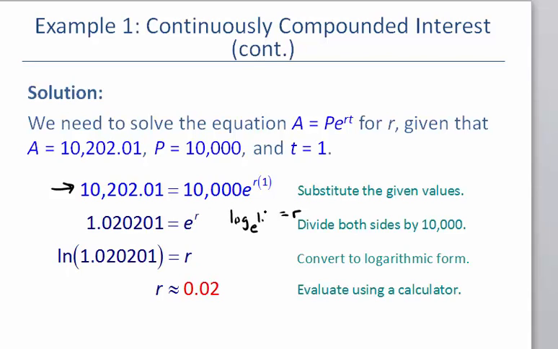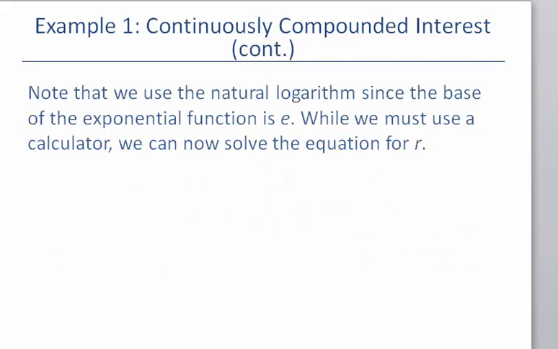And so 1.020201 would sit right there. Remember, log base E is the natural log. And so that's how we have this statement. The natural log of 1.020201 is equal to R. And then we can plug into our calculator and get an interest rate of 0.02, which is roughly 2%. And so we can use the natural logarithm since the base is E, and we can solve that equation for R as we did. Okay, so no problem with something like that.